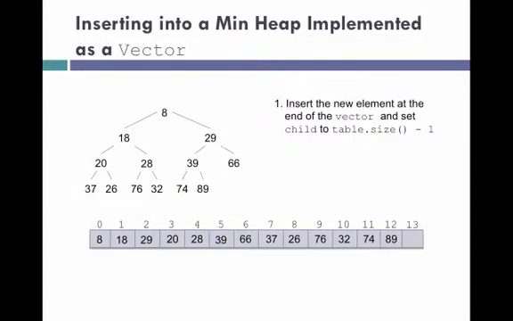Now if we want to insert into a min heap that's implemented as a vector, we can start by inserting the new element at the end of the vector, and we could set child equal to table size. Okay, I think that should be table size and not table size minus 1. Since there are 13 items in the heap, we set child to be 13 and we insert 8 at location 13, assuming zero-based indexing.